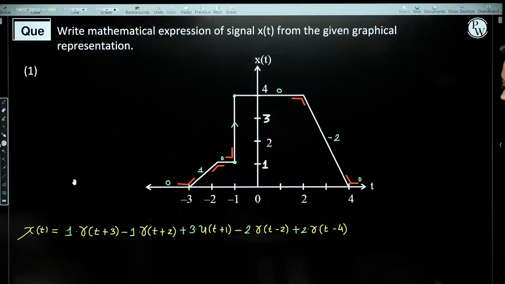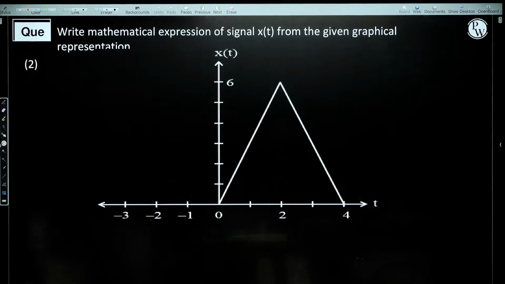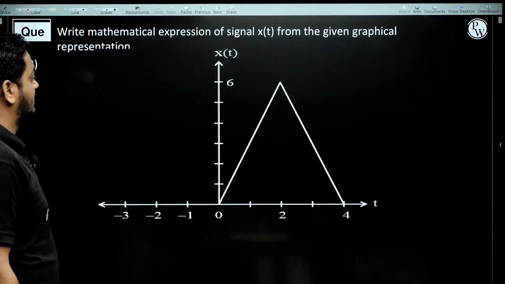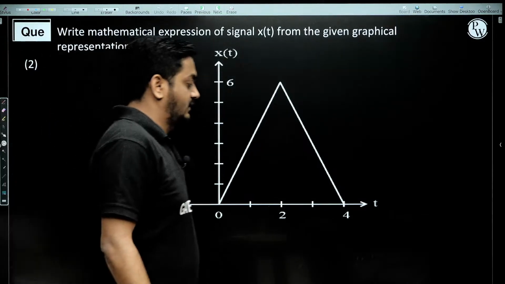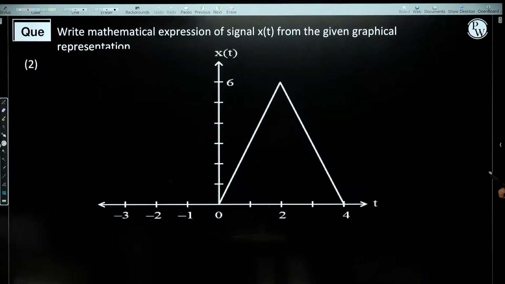Clear to each and every student? Very good. Now, next question. Try this question yourself, guys, and tell me the answer in the comment box.